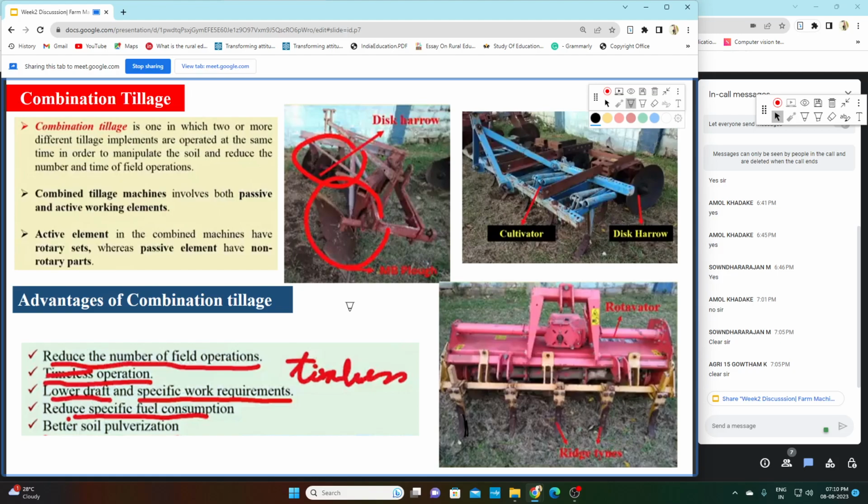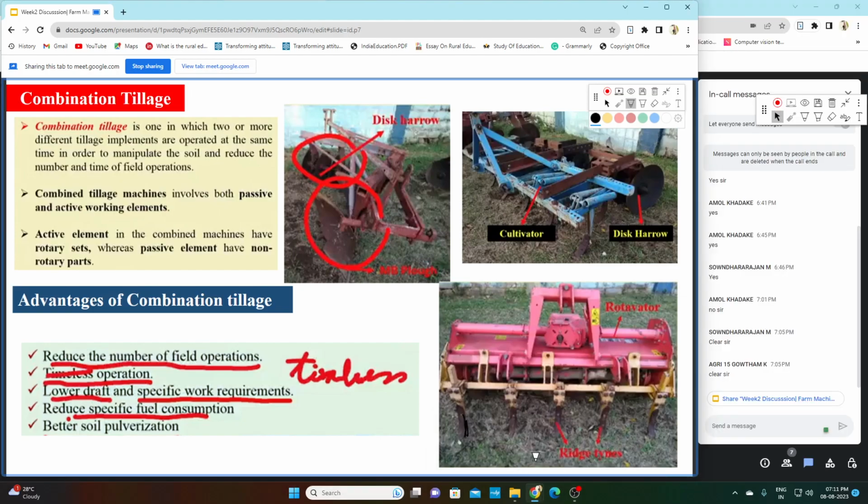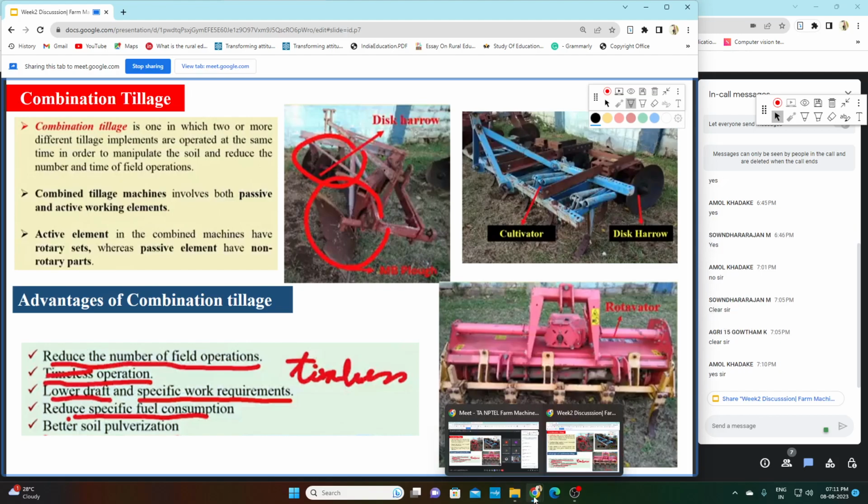So is this slide clear to all of you? What is combination tillage? What are the advantages of it? Any doubt in this slide? Yeah, I hope it is clear. Okay, I am assuming this is clear, because it is very easy.